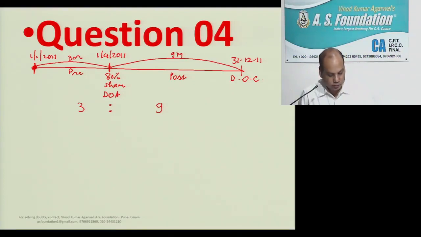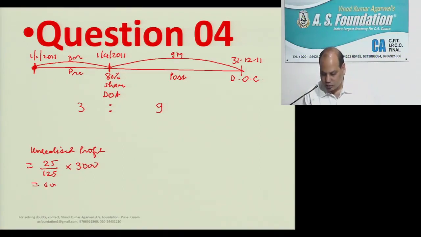Next line. Y Limited follows the practice of adding 25% on the cost in order to determine the selling price. So what is the unrealized profit on stock? Unrealized profit on stock will be 25 by 125 into 3,600, and this is an upstream transaction because Y has sold to X.